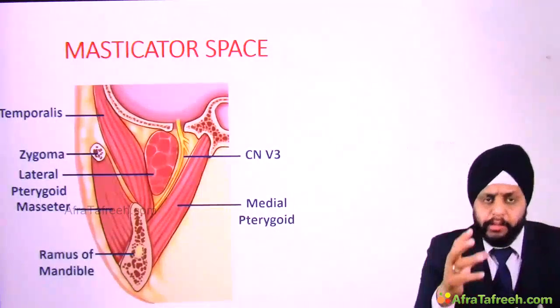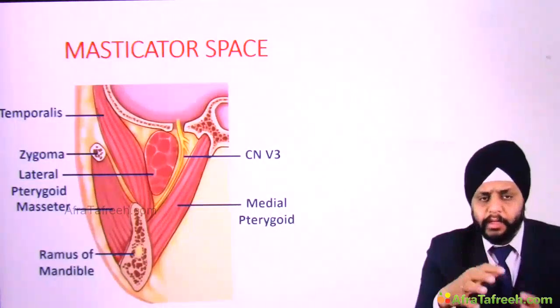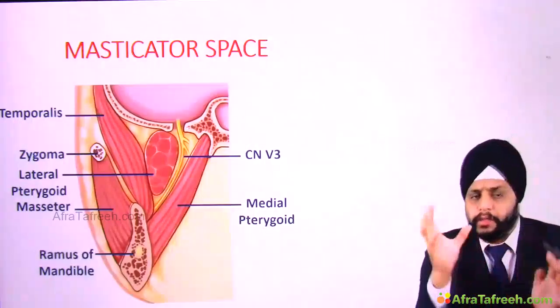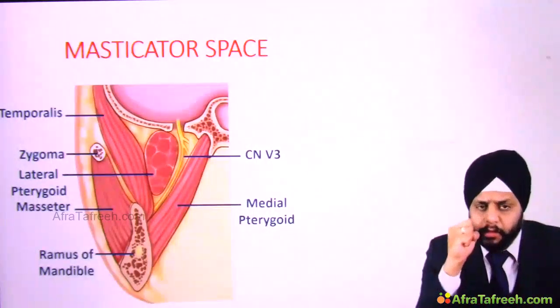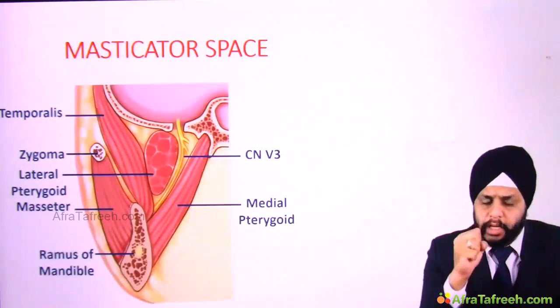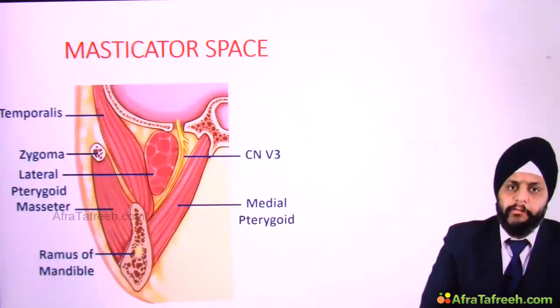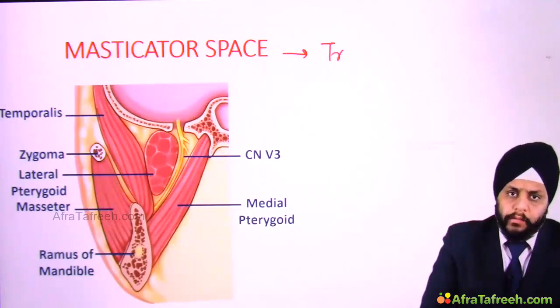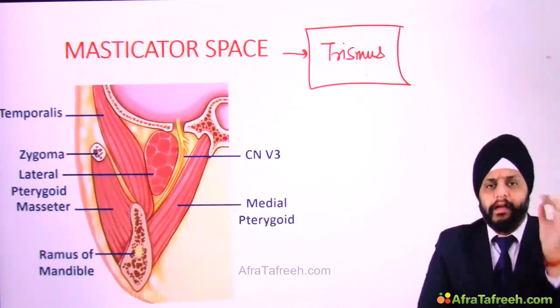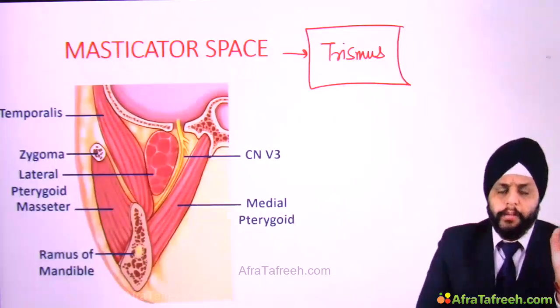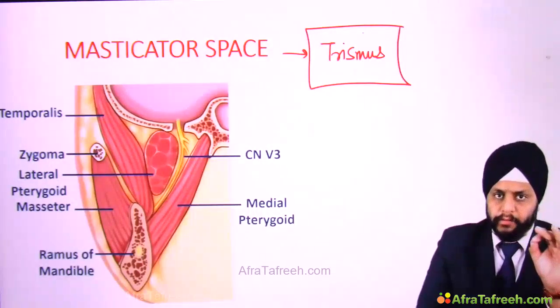Now remember, the masticator space abscess is around the masticatory muscles. These masticatory muscles will undergo spasm. If they undergo spasm, they will lead to trismus. So trismus is a characteristic finding in the masticator space abscess.